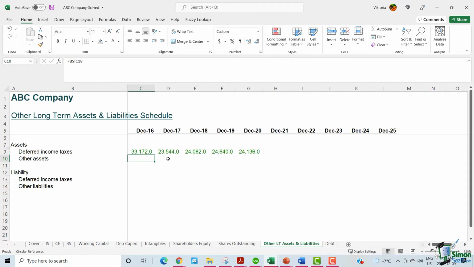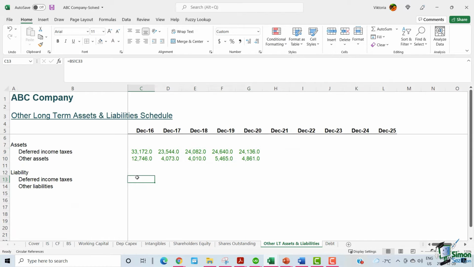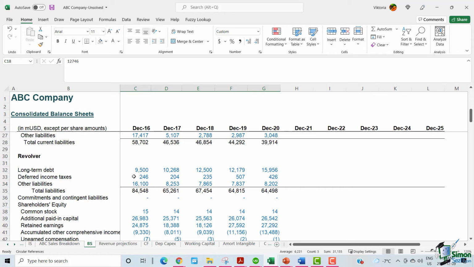Let's link the other assets now. First, the deferred income taxes and then the other liabilities.